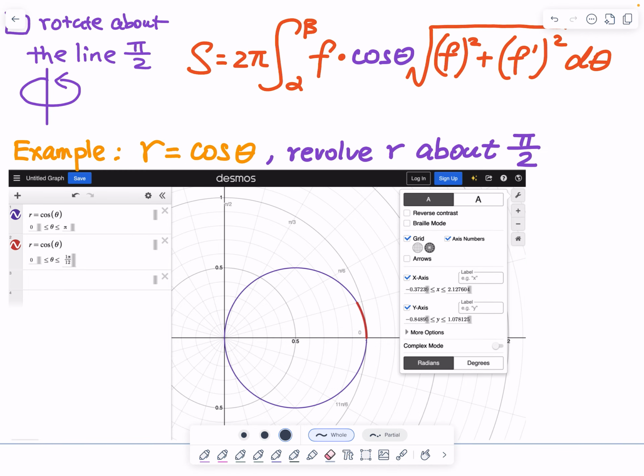You use Desmos, you graph r equals cosine theta, and then you get a circle. So this one we follow the purple, r equals cosine theta from 0 to pi. That is enough to sketch the entire circle. That gives you this circle. And so we have a circle, right?